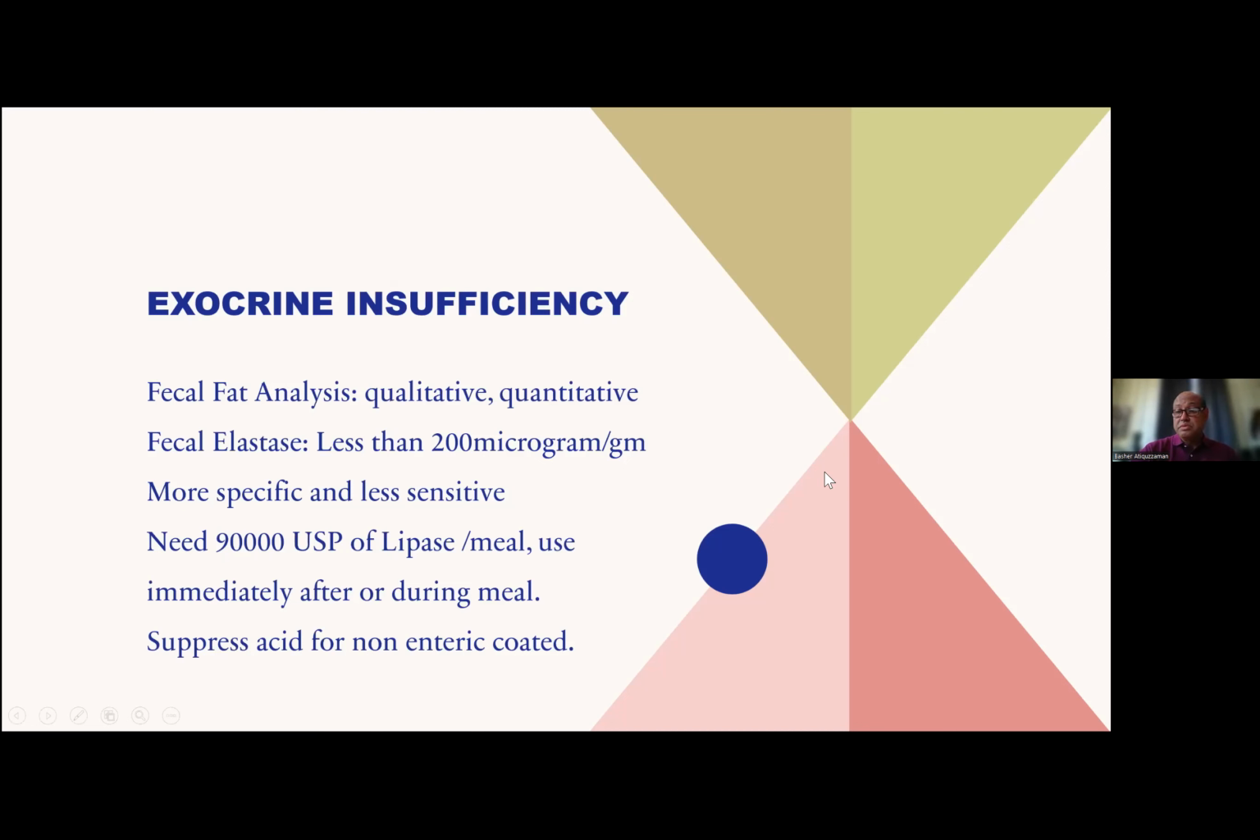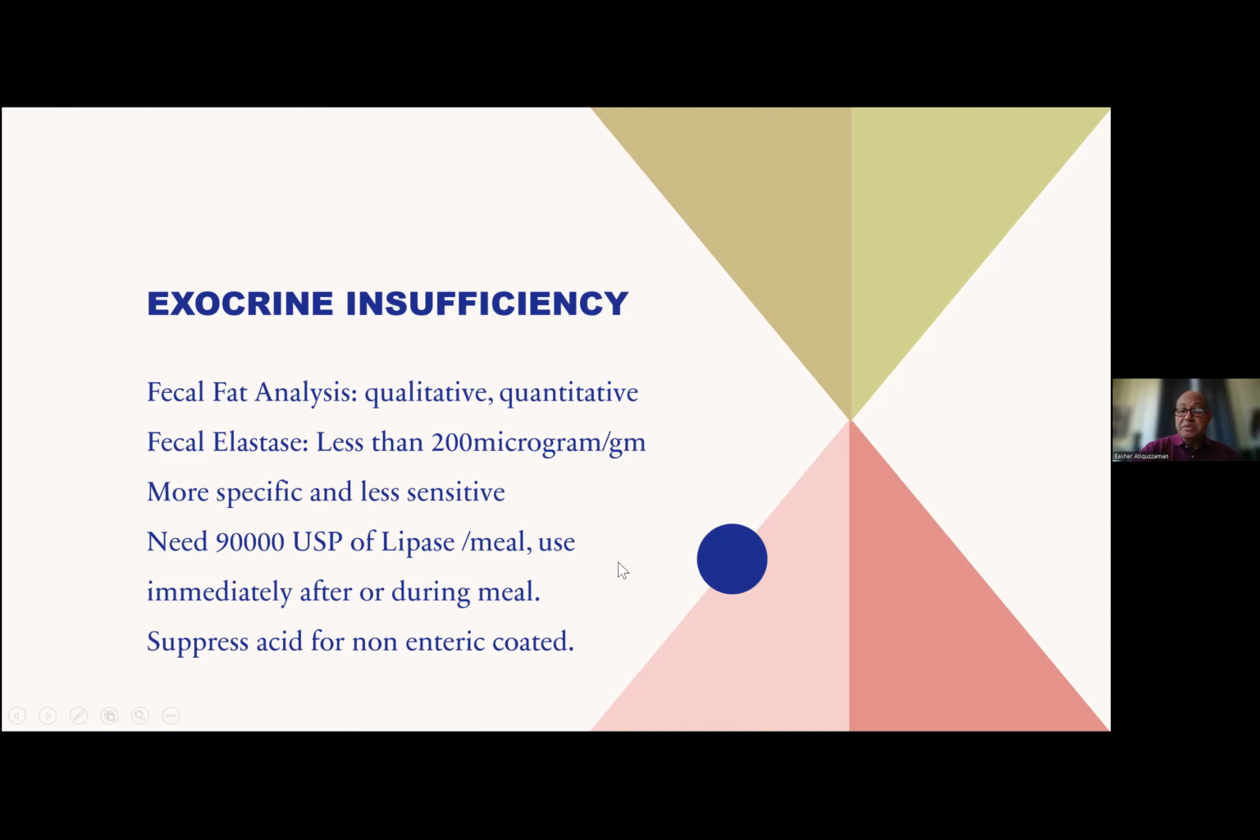Now, when people have chronic pancreatitis, they will have an exocrine insufficiency. And the best test all of us do is fecal elastase. I'm pretty sure in Bangladesh, we have fecal elastase as well. If it's less than 200, then you know. It's a less sensitive, but very specific test. And all these patients, we need to give them 90,000 USP units of lipase per meal. This is the magic number.